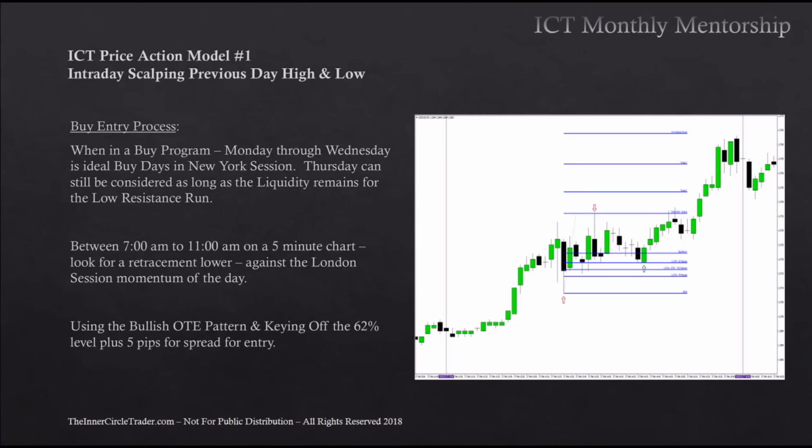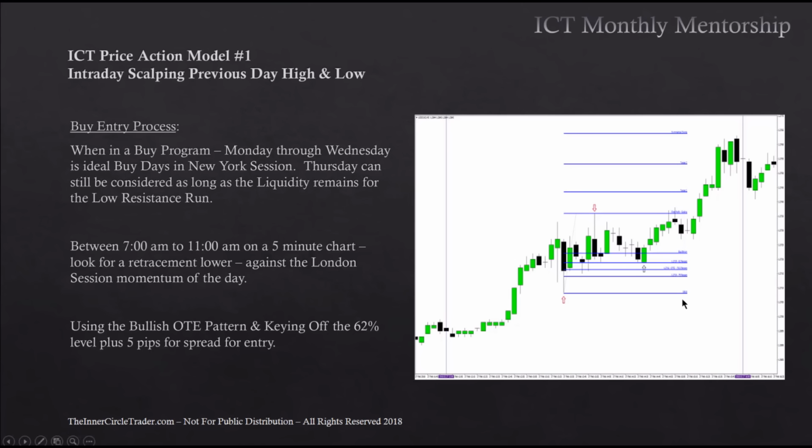Between 7 a.m. to 11 a.m., this is all New York time, on a 5-minute chart, we're going to be looking for a retracement lower against the London session momentum of the day, using the bullish optimal trade entry pattern and keying off of the 62% level. Notice I refined it just to that level. We're not looking for 70.5. We're not looking for the 79% retracement level. We're looking specifically right at this 62% retracement level. But now, since we're buying, we're going to add 5 pips for the spread for entry.